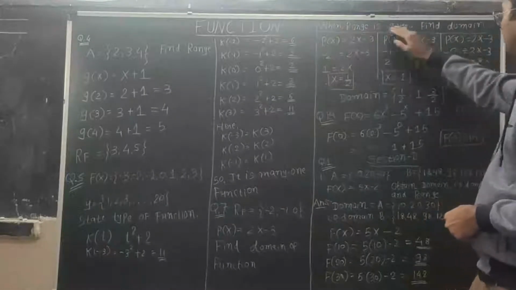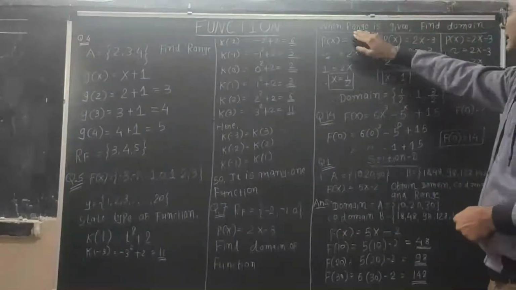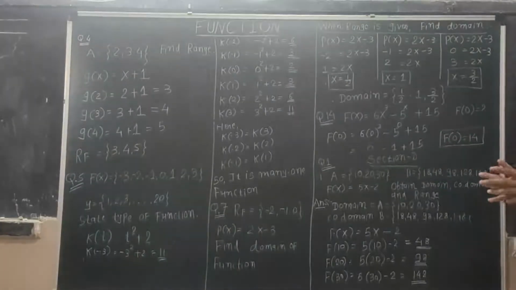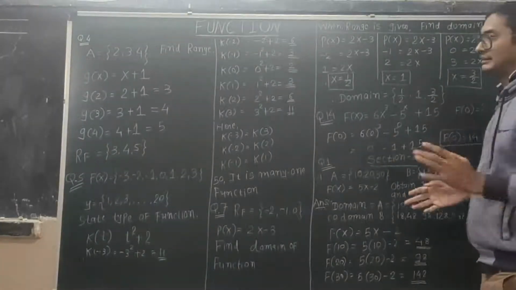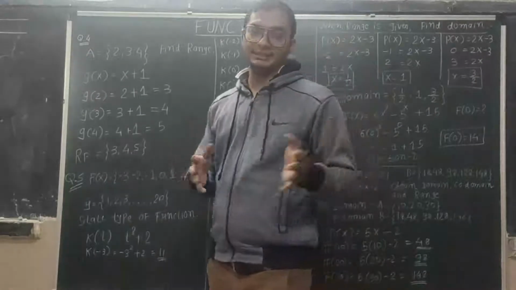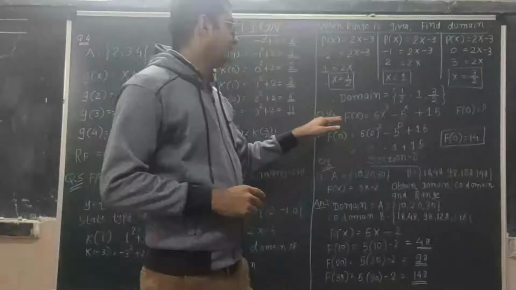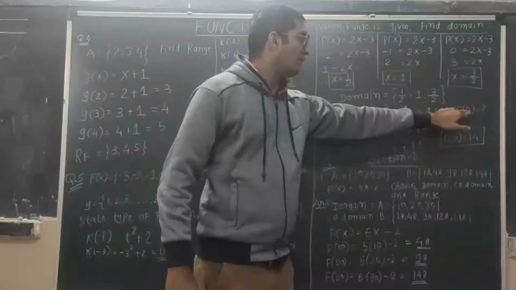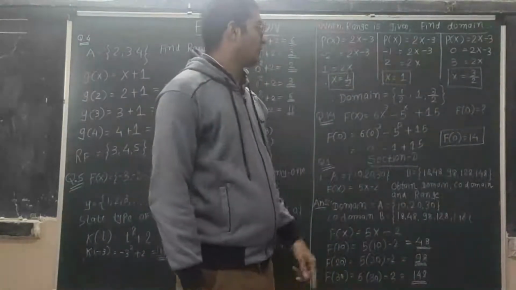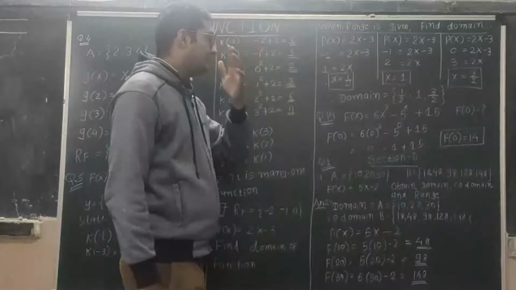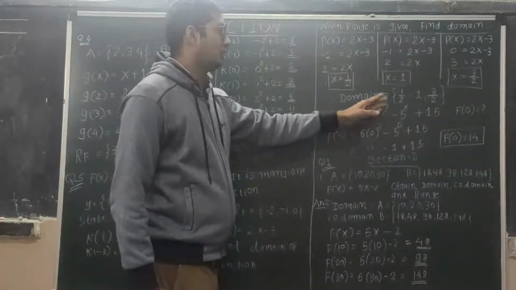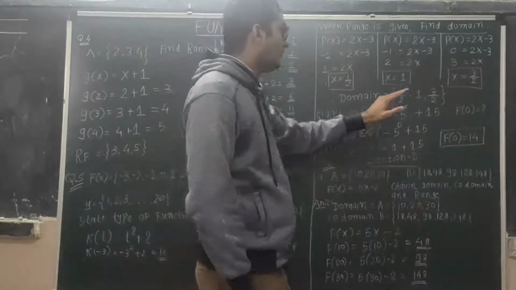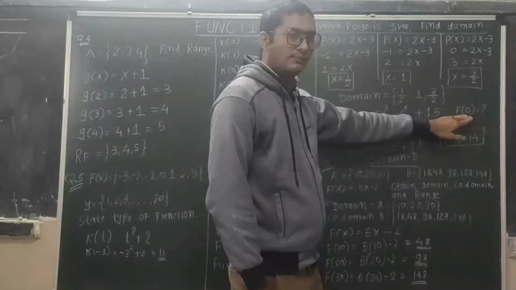So here I have put the main heading, that is, range is given, find out the domain. Now the fourth type of question. This is very simple, you already studied it in 8, 9, 10, where this is the function equation and we have to put the values instead of x. So the function equation is 6x cubed minus 5 raised to x plus 15. Now instead of x we have to put the value 0.